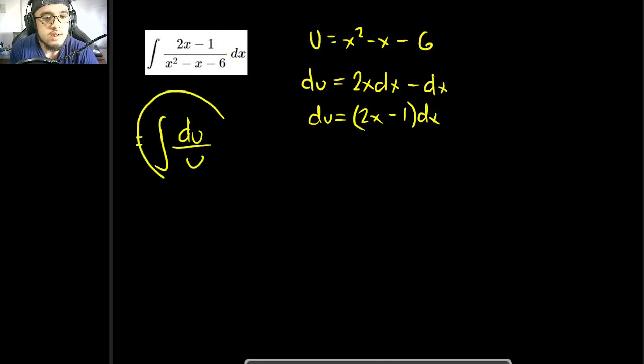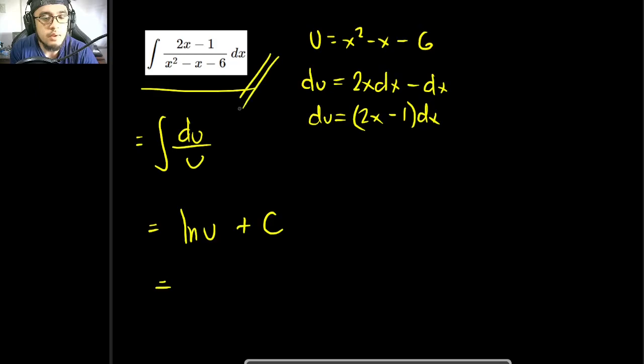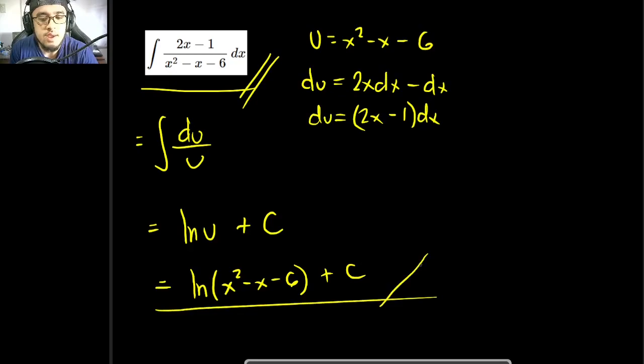If this is the case, the integral of du divided by u is equal to ln u, or the natural logarithm of u, plus c. From that, our answer for this particular problem is the natural logarithm of x squared minus x minus 6 plus c. So this is your final answer for this particular problem.